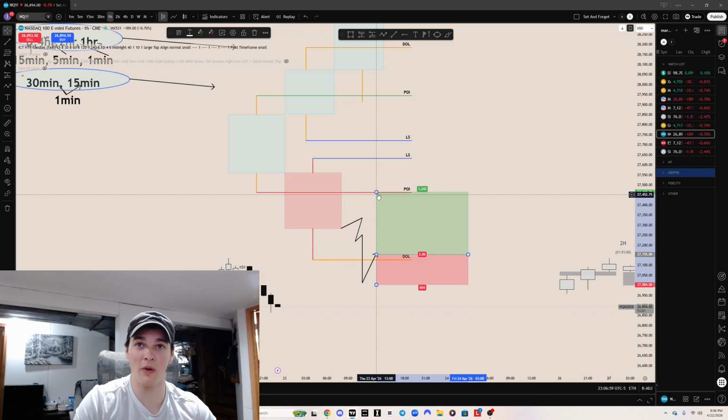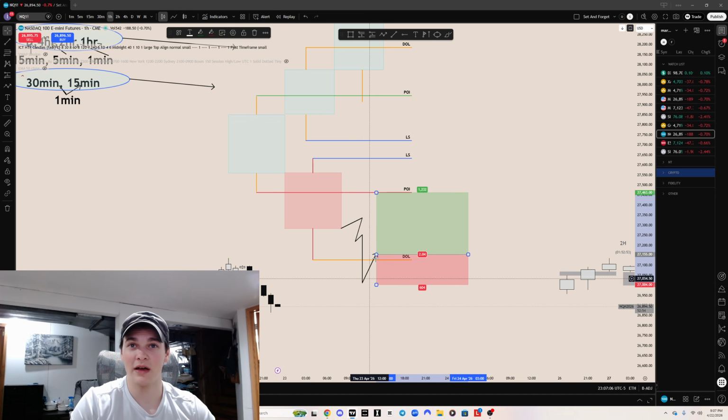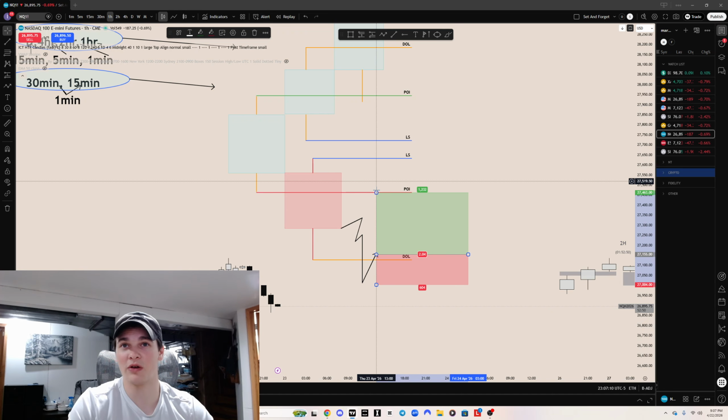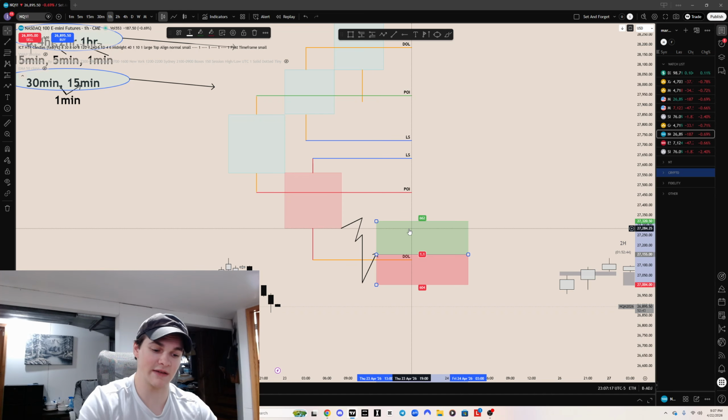You don't want to target the full liquidity sweep level. You just want to go to the POI. That's it. If you're doing draw on liquidity levels and you're entering off of the sweep of them, you can only target the POI level. Or even better, just target a 1-to-1. That's even safer.